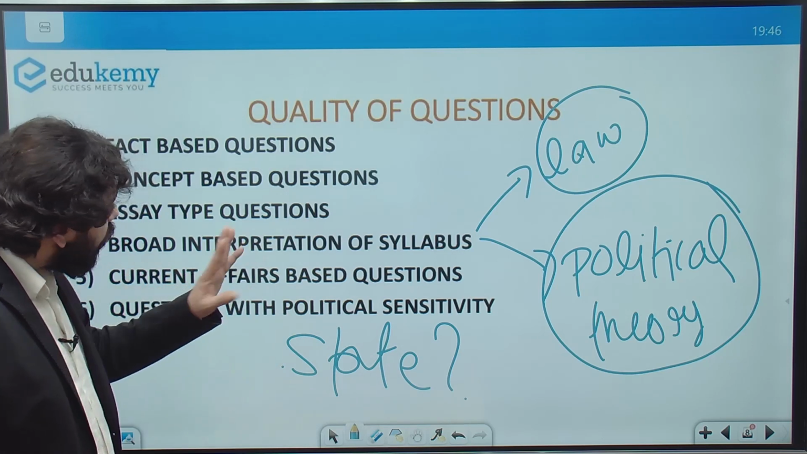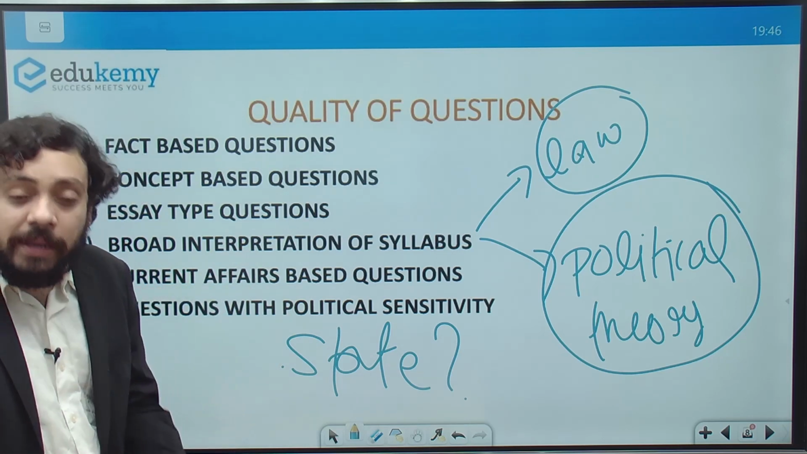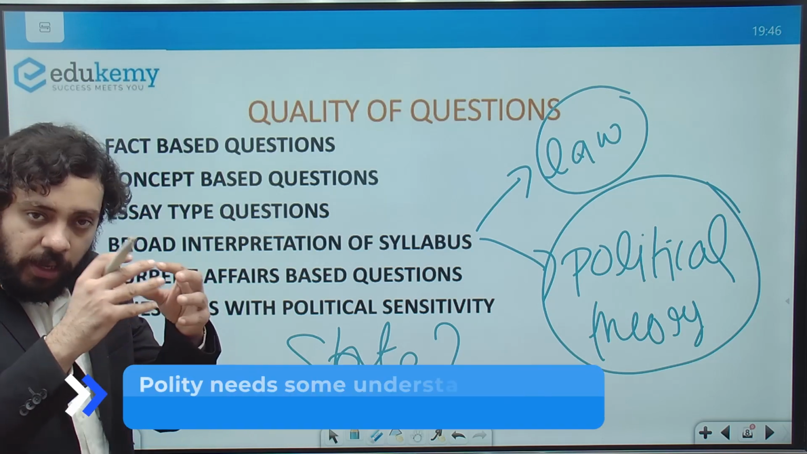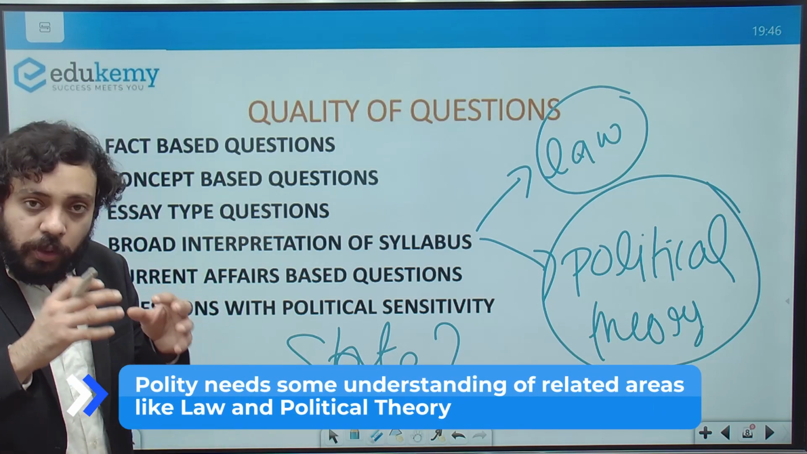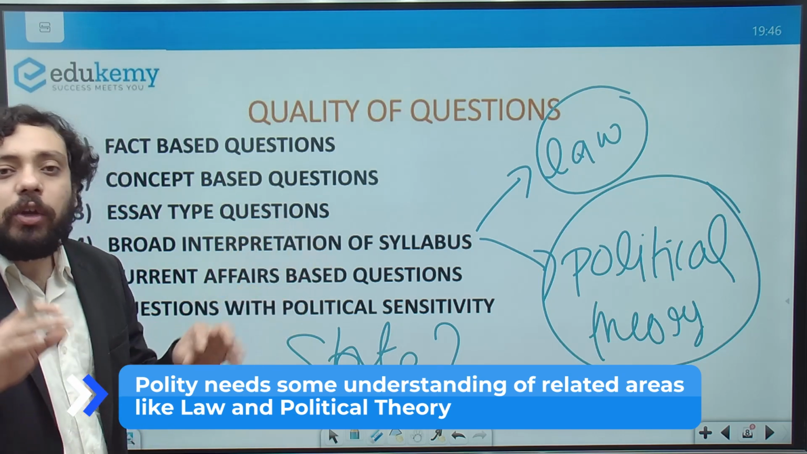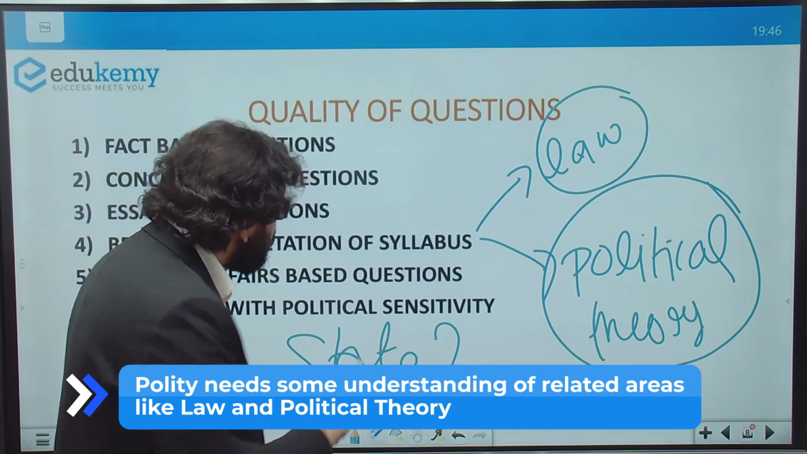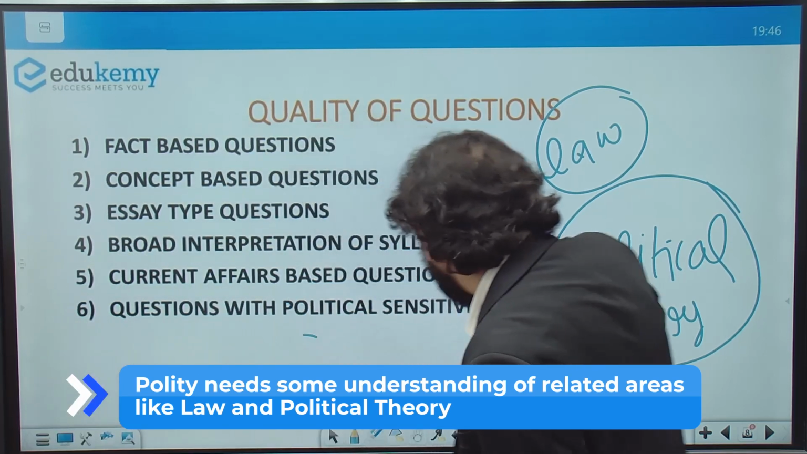So when we say broad interpretation of the syllabus, what we mean is that reading the polity syllabus cannot be strictly constricted to only polity and governance. Political theory, legal theory, and jurisprudence are also now becoming a part of the syllabus if you interpret it a little broadly.